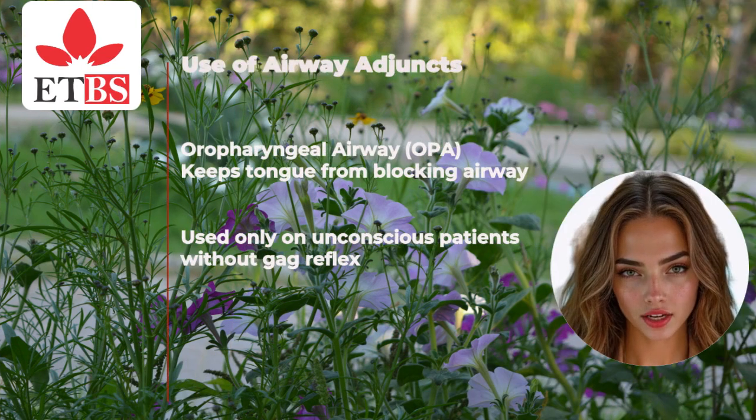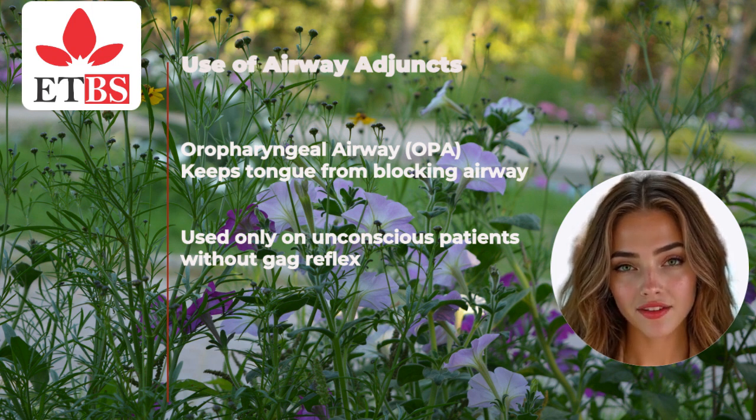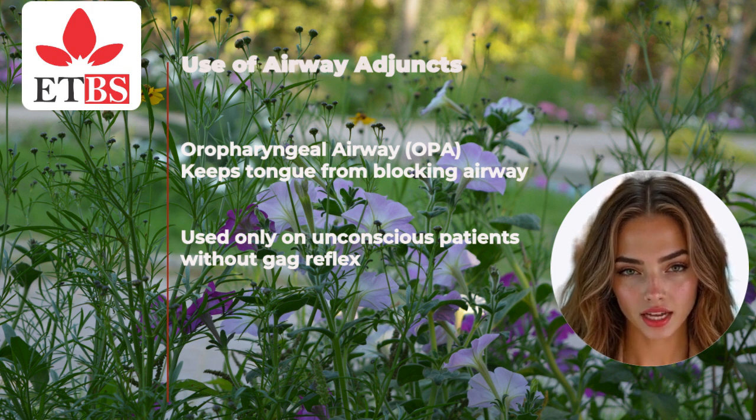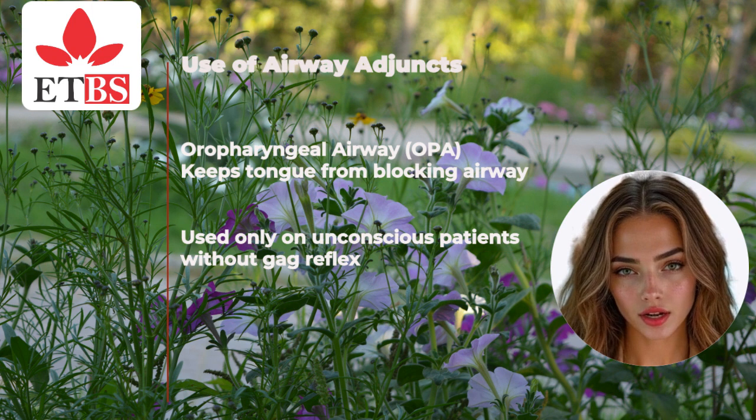Use of airway adjuncts. 1. Oropharyngeal airway, OPA, keeps tongue from blocking airway, used only on unconscious patients without gag reflex. 2. Nasopharyngeal airway, NPA, inserted through the nose, can be used in semi-conscious patients or when OPA is contraindicated. 3. Bag valve mask, BVM ventilation, delivers high-flow oxygen, requires skill and proper technique to create a tight seal, best with 2 rescuers, 1 seals mask, 1 squeezes bag.